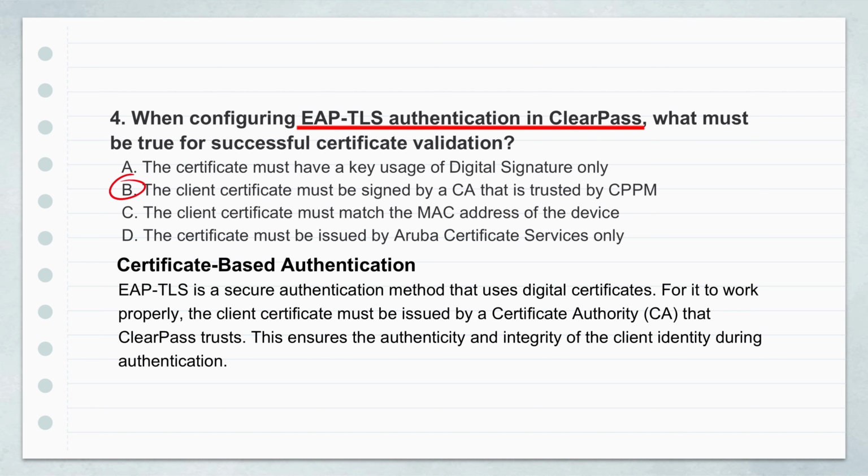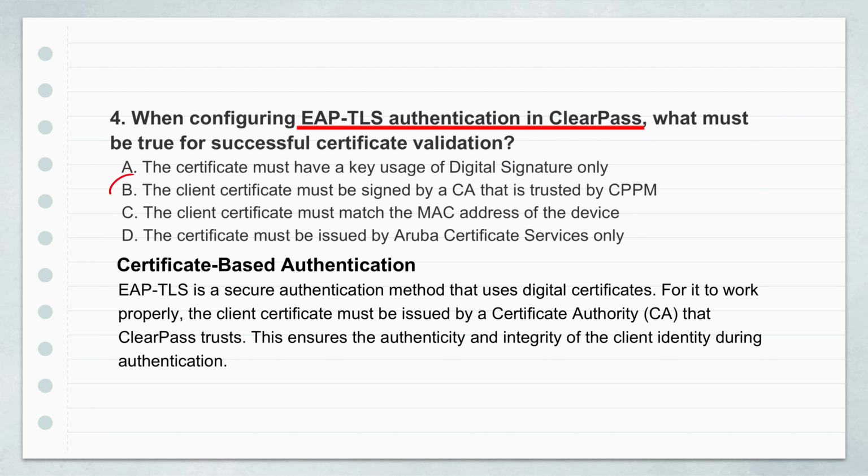Right. The CA, the trusted third party. Why is that trust relationship so non-negotiable for EAP-TLS? Well, think about it. EAP-TLS uses certificates to prove identity. The client proves itself to ClearPass, and ClearPass proves itself to the client.